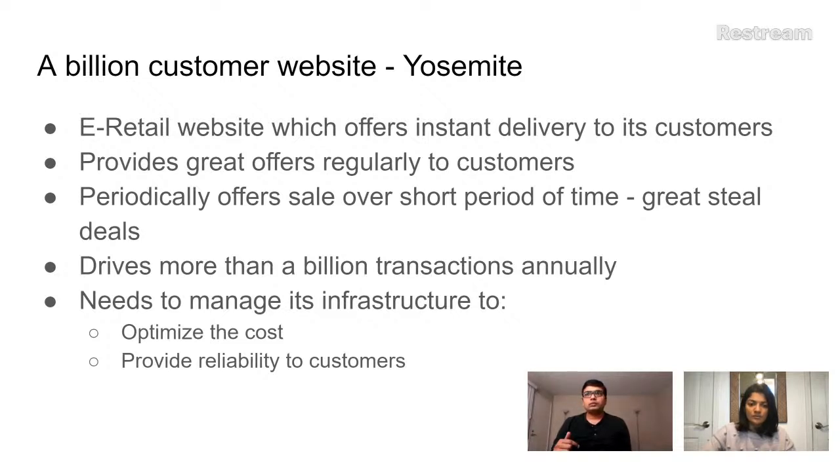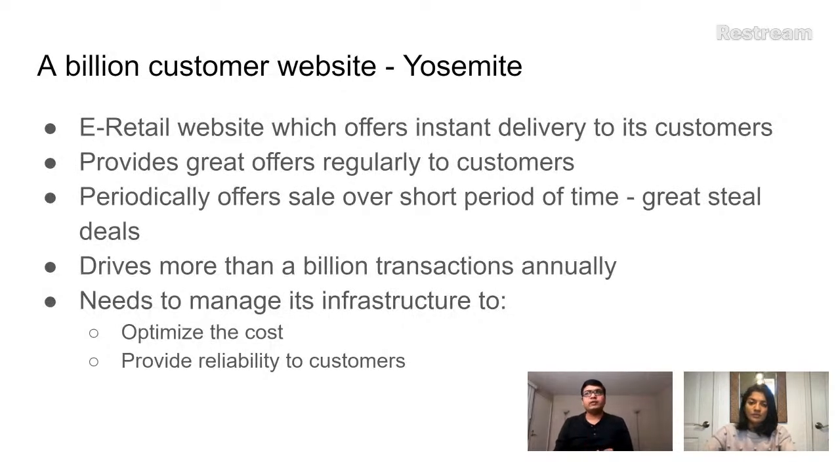Now, what we want is to be able to predict reliably what the traffic is going to be. Say we know that tomorrow there is a sale on Yosemite. Yosemite is expecting over 100 million customers tomorrow, and on a normal day it's about 10 million customers a day. So it needs to scale up by 10x. If it does not, it will hit the reliability of the website. Customers won't be able to access the website.